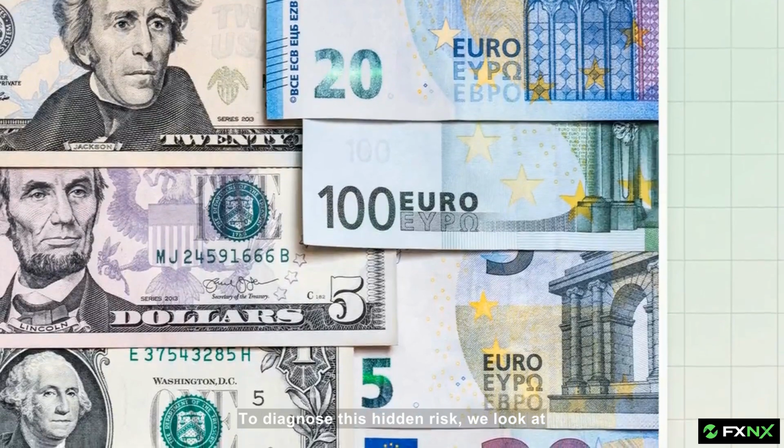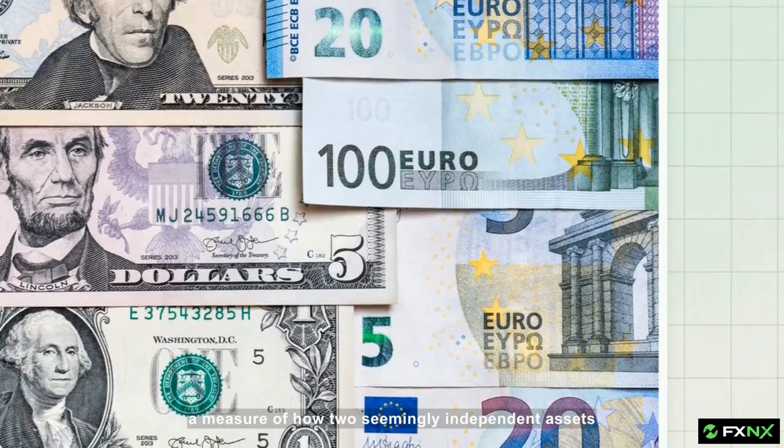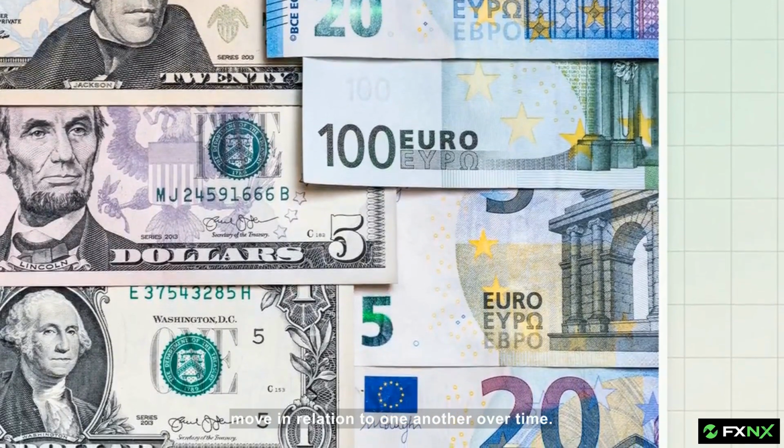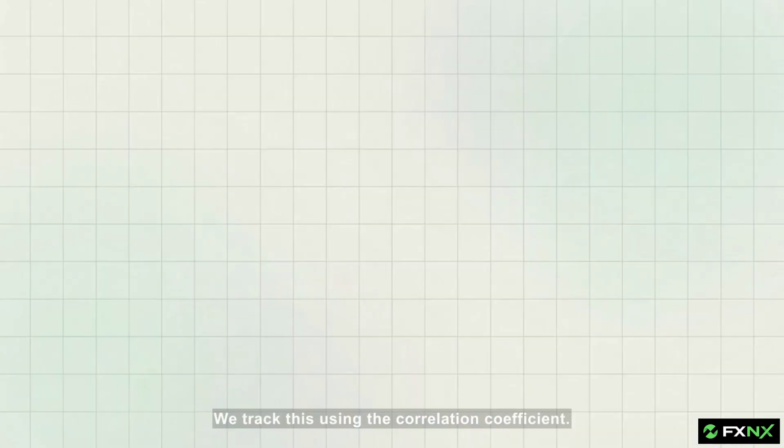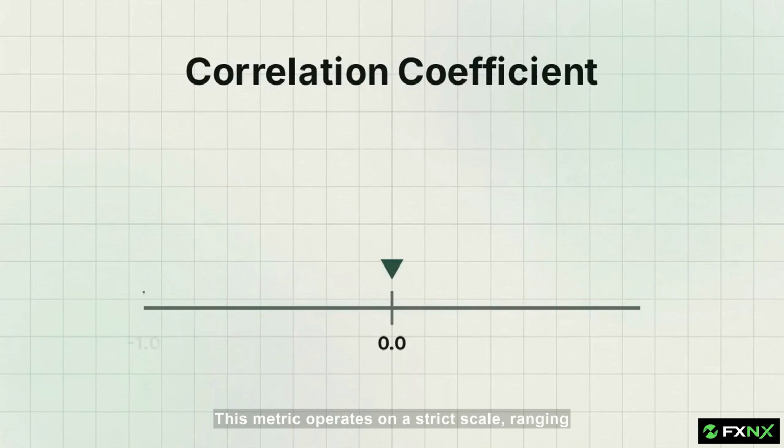To diagnose this hidden risk, we look at statistical correlation, a measure of how two seemingly independent assets move in relation to one another over time. We track this using the correlation coefficient. This metric operates on a strict scale, ranging from -1.0 to +1.0.